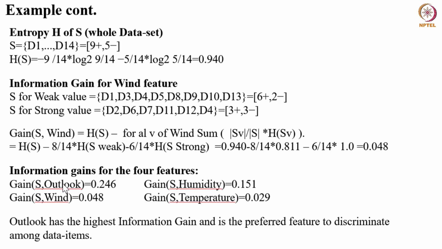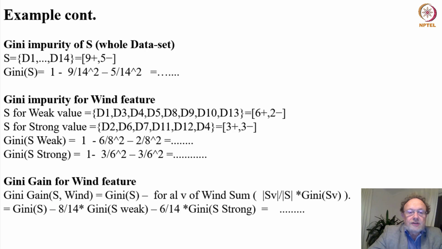And therefore, according to this method, outlook becomes the preferred feature to discriminate the data, and the first feature that we are going to split from the root. On this slide, I exemplify exactly the same thing for the Gini impurity measure as for the entropy measure. I will not spend a lot of time on this because it's more or less equivalent to the other case.